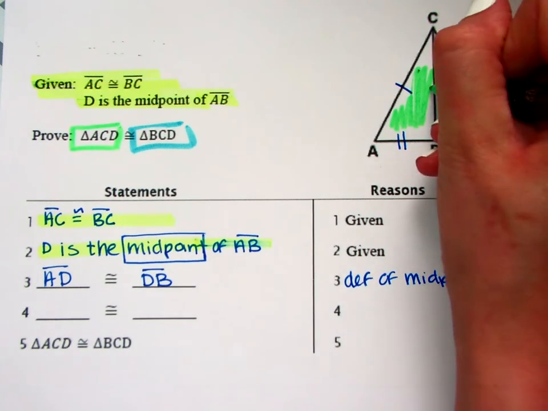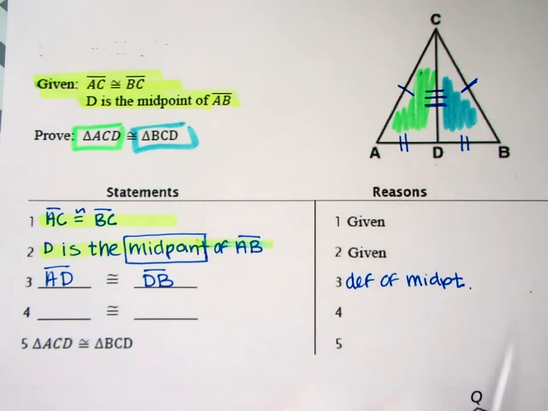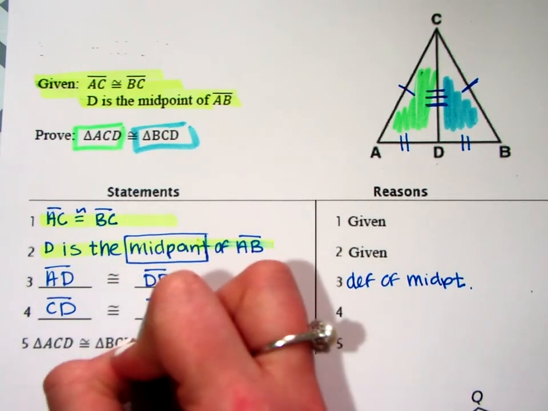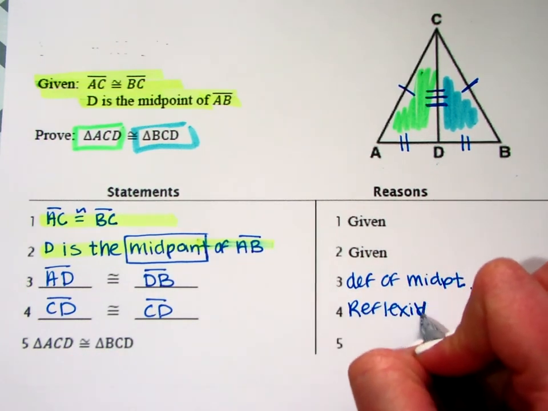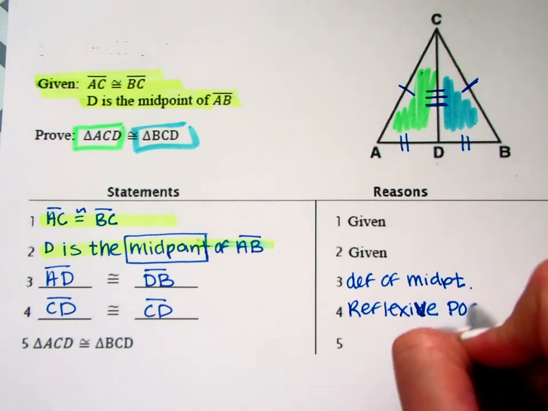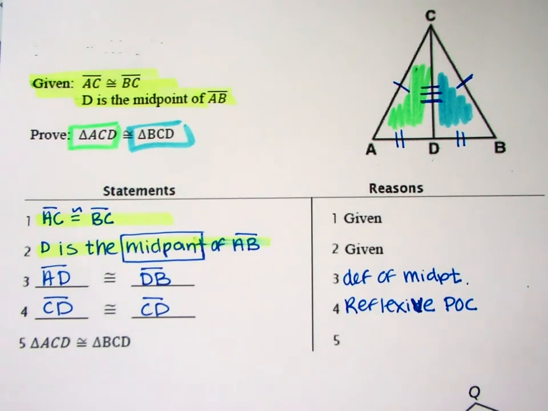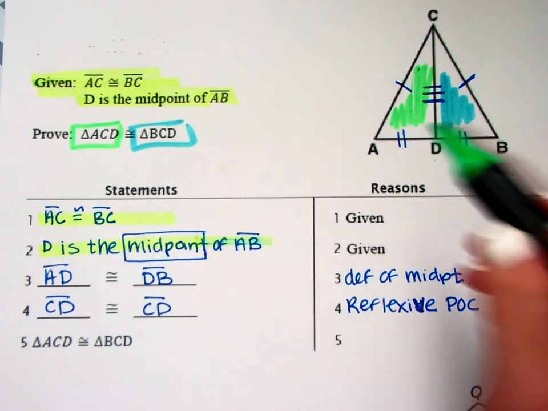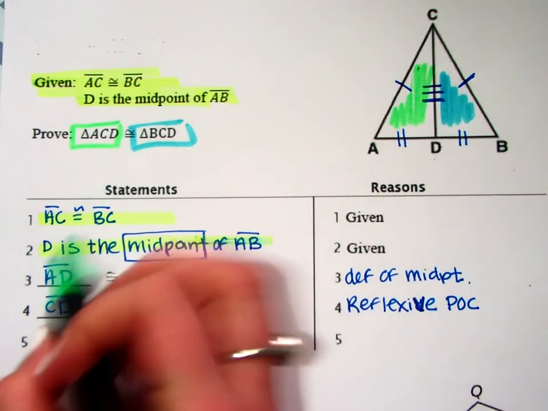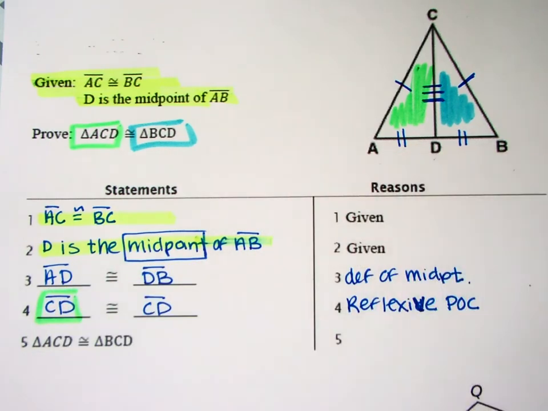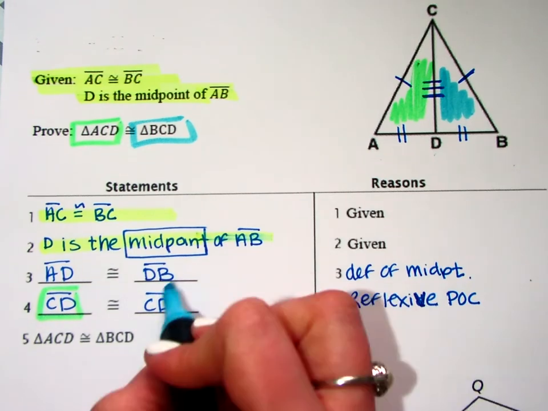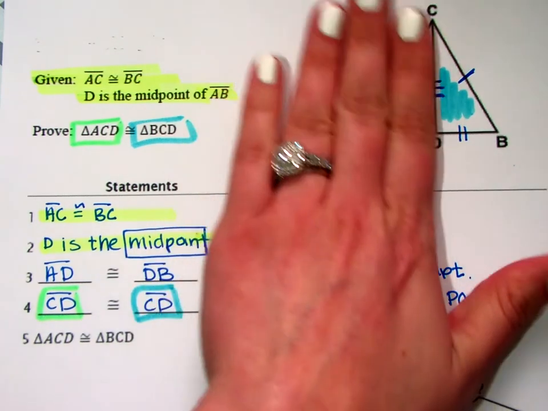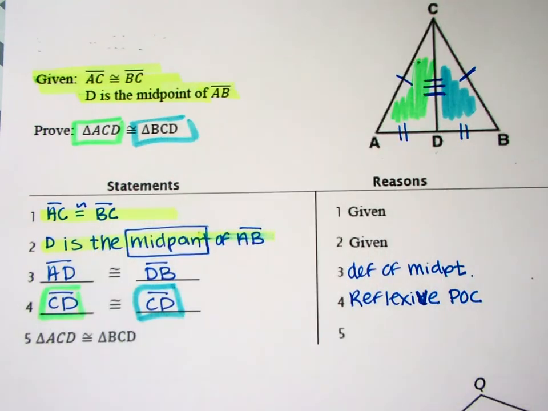So I know for a fact that I can put 3 bars here because CD is congruent to CD, and that is the reflexive property of congruency. The reason we write CD twice is not because we're just being repetitive. It's because one CD comes from the triangle on the left. If I were to cover up this one, CD is still there. The other CD comes from the triangle on the right. If I cover up the left one, the right one is still there. That's why we write CD twice.